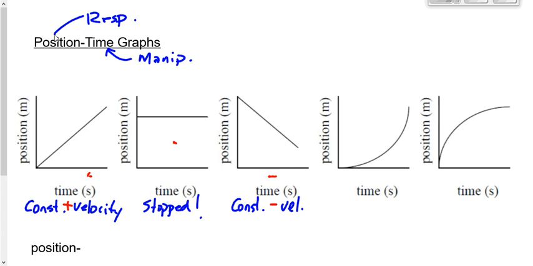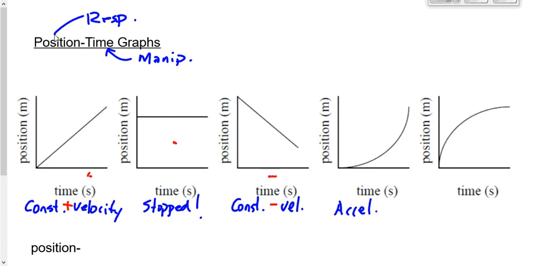What's the fourth one mean? Position versus time, Art? Acceleration. Yeah, this is a curved line, right? So that's not constant something, that's changing something. But you can see that the slope of it is increasing. It's getting steeper and steeper and steeper. So what's increasing? Well, the slope of this represents velocity. So this means that it's velocity, but an increasing velocity. The easiest way to say an increasing velocity is to say it's accelerating. Accelerating.